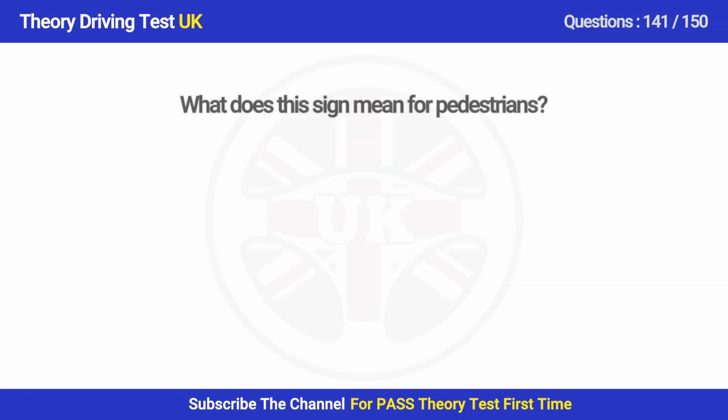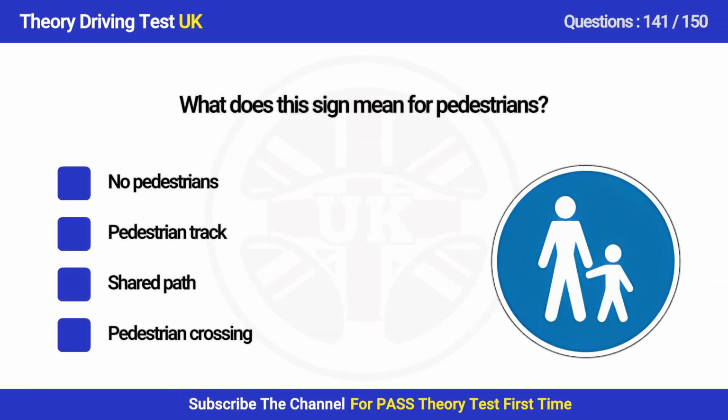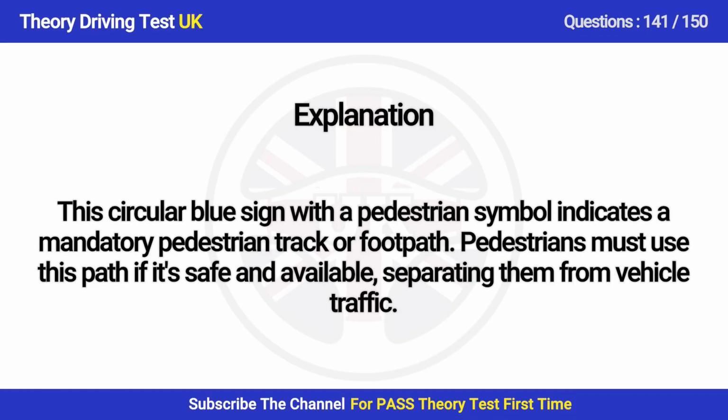Question 141. What does this sign mean for pedestrians? A. No pedestrians, B. Pedestrian track, C. Shared path, D. Pedestrian crossing. Answer is B. Pedestrian track. This circular blue sign with a pedestrian symbol indicates a mandatory pedestrian track or footpath. Pedestrians must use this path if it's safe and available, separating them from vehicle traffic.